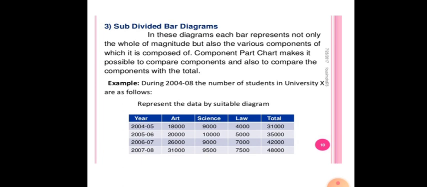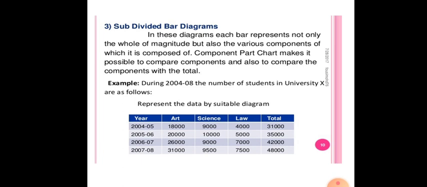But in component bar diagrams, various factors, variables or characteristics can be used. It means that component bar diagrams are used to represent a number of characteristics of the data, and each bar is subdivided to represent the various components. So in one bar they are showing the different factors, the different results.